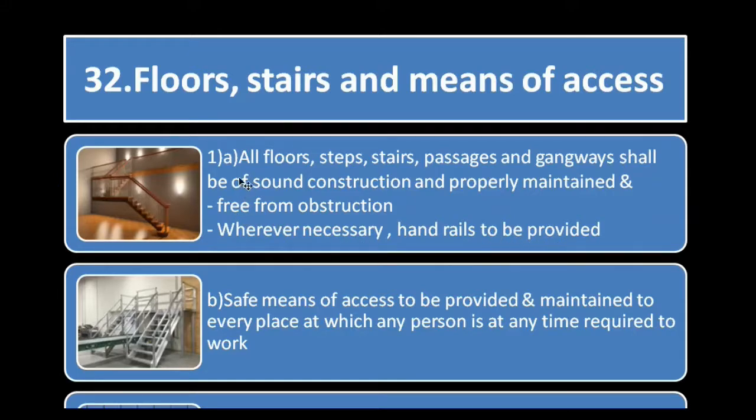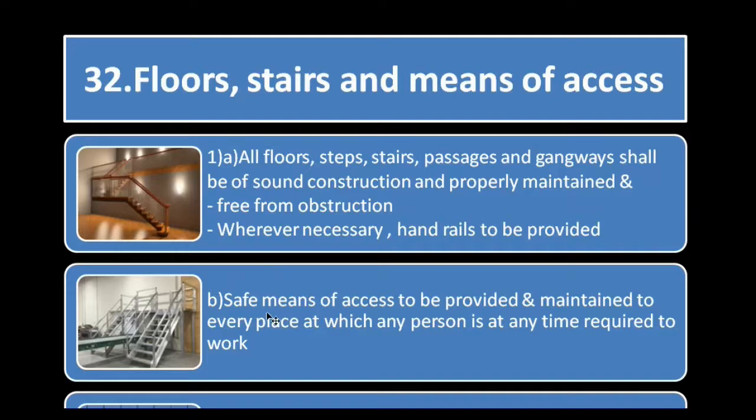So all these areas where workers pass or work, such as floors, steps, stairs, passages, gangways, shall be of sound construction, a good quality construction, and have to be properly maintained, maybe by painting or other means. They should be kept free from obstruction so that when workers pass, they do not hit the obstruction and cause any accident. And whenever necessary, handrails to be provided. As you can see in this image, handrails have been provided to the stairs. Similar handrails have to be provided whenever necessary.